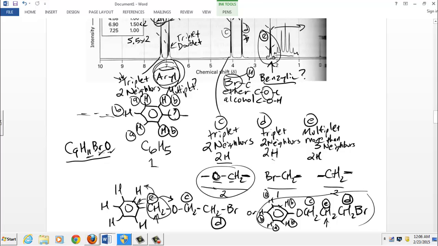Okay, we have all our peaks labeled. Got a good structure. Thanks for watching.